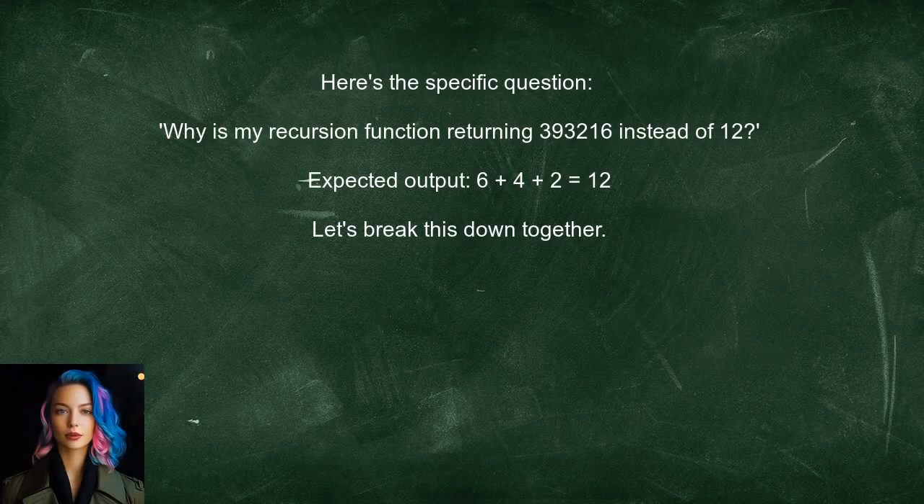Let's take a closer look at the specific question at hand. One user asked, "Why is my recursion function returning 393,216 instead of 12?" They expected the function to sum the results of bit shifting for the numbers 1, 2, and 3. Sound familiar? Let's break this down together.